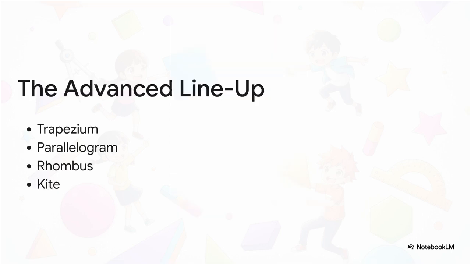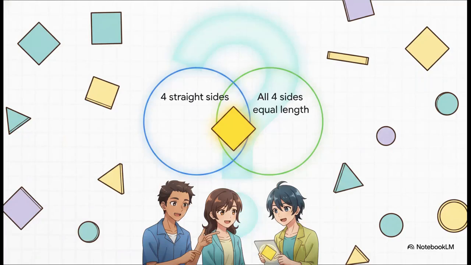To really test this out, we need to bring in some advanced suspects. Enter the trapezium, the parallelogram, the rhombus, and the kite. These are all VIP members of the quadrilateral club. They all have 4 straight sides for sure, but they all behave a little differently when it comes to their side lengths and angles.